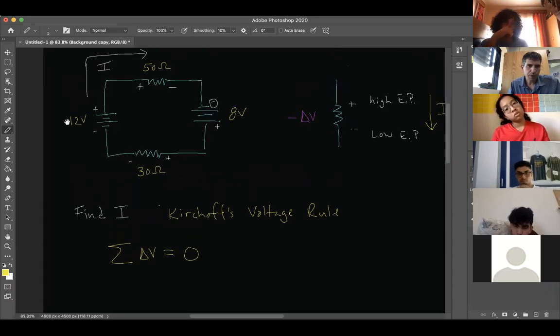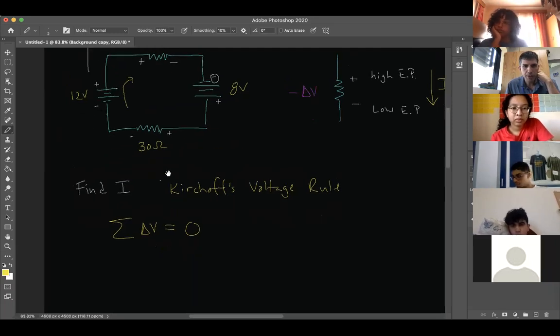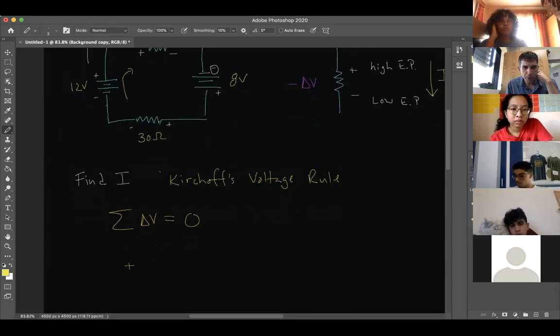So the first thing that we're going to do is start here, and we're going to go around the circuit and then add up or subtract the different voltage changes. So going out of this 12-volt battery, we'll see that we have a voltage increase of 12 volts, okay?